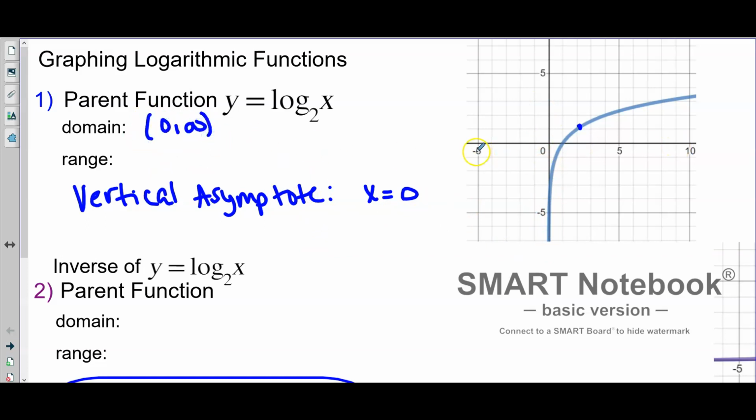Remember, domain are your x values going left to right. Range goes from negative infinity to positive infinity. So it goes from the way bottom and it keeps on increasing. It gradually increases. It increases slowly.